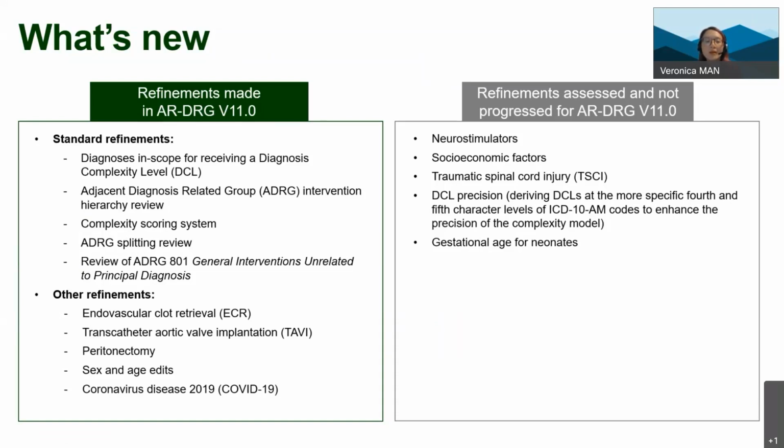On the other hand, IHPA has assessed the following refinements but did not progress them after analysis and consultation with clinical and technical advisory groups. These refinements include the reinstatement of a single pre-MDC AR-DRG for episodes with insertion of a neurostimulator device, the inclusion of socioeconomic factors in the DRG complexity model, the reclassification of traumatic spinal cord injury episodes, and the DCL precision, that is, deriving DCLs at the more specific fourth and fifth character levels of disease codes to enhance the precision of the complexity model. And finally, the use of gestational age in MDC 15. Following analysis and consultation, these refinements haven't been progressed for inclusion in version 11.